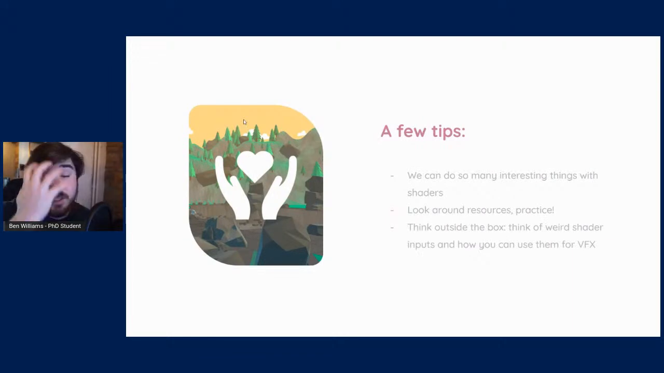A few tips before we end. We can do so many interesting stuff with shaders. Like I said, I've just scratched the surface here. I've just made a shader that can be red or black, and you can control it with a number. There are tons of resources out there for learning about shaders. The Unity documentation is a good place to start.